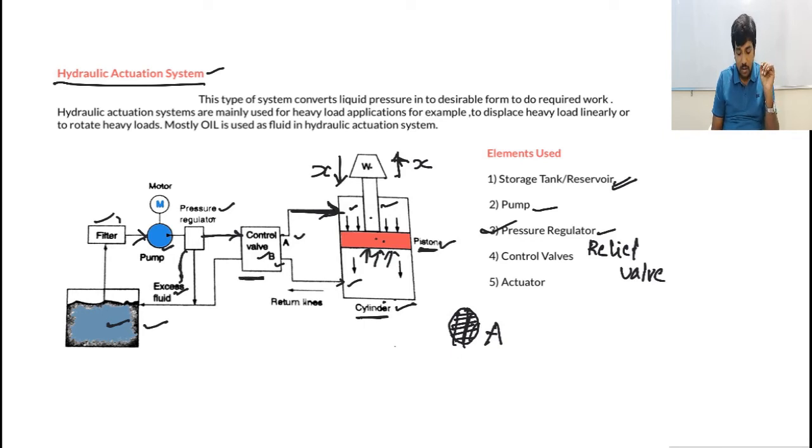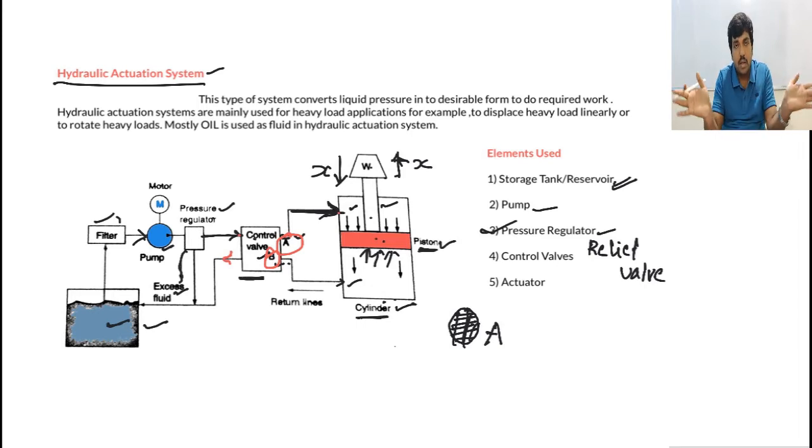Now, have you identified this? This control valve has two output ports, right? Port A is connected to the cylinder above the piston, and port B is connected below the piston. So there are two output ports. At the input side of the control valve, one line is coming from the pressure regulator and another line is going to the tank. Whatever excess fluid we have will go this way.